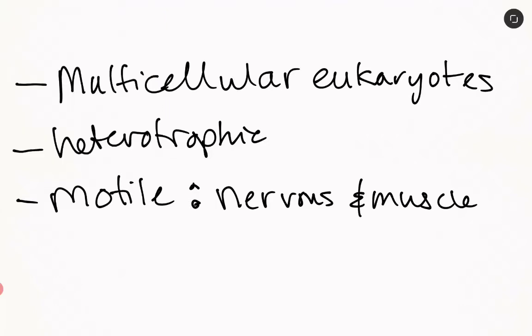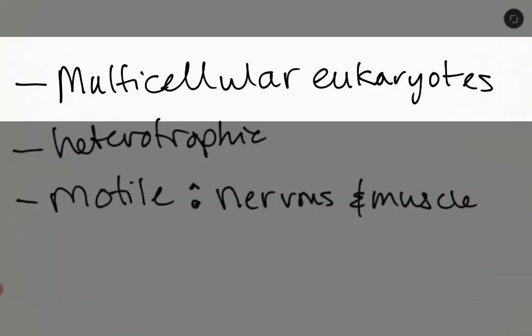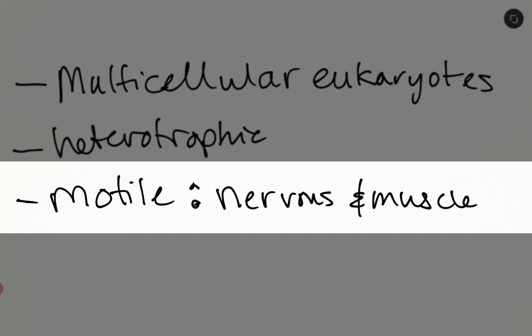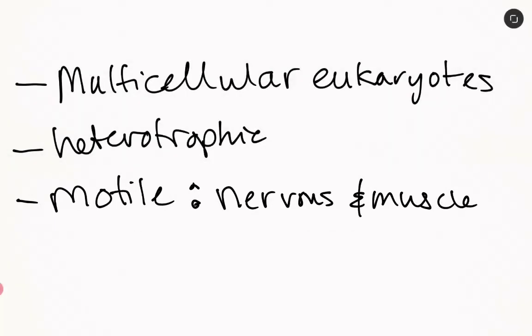Okay, so really at the core of it, that's all an animal is. They're multicellular eukaryotic organisms with no cell wall. They're heterotrophic, having to eat something else to get their food, and then they can move. And they move because they have nervous and muscle tissue. So from here, we're going to talk about some of the general characteristics that we use to break animals up into different phyla and what those terms mean.